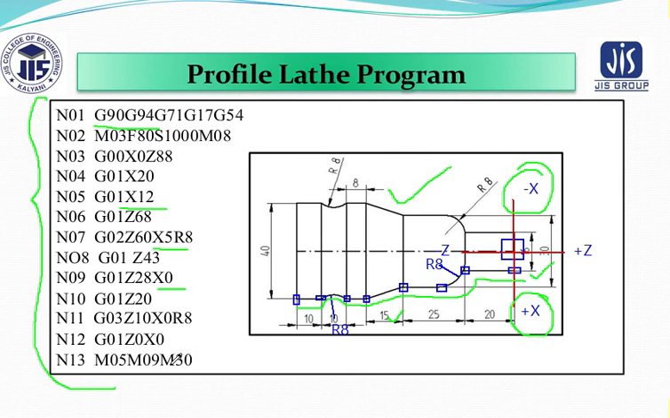So M30, again I must say, this is the end of the program that you are performing. M05, that is you are putting off the spindle also. You can turn coolant on, coolant off, everything you can do. Okay, now let's move to the next program.